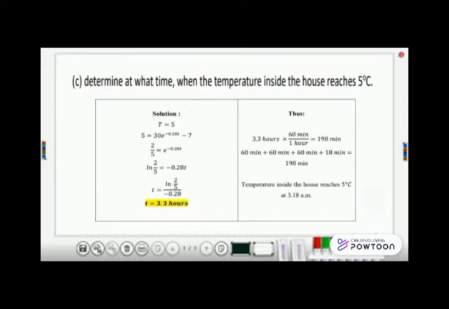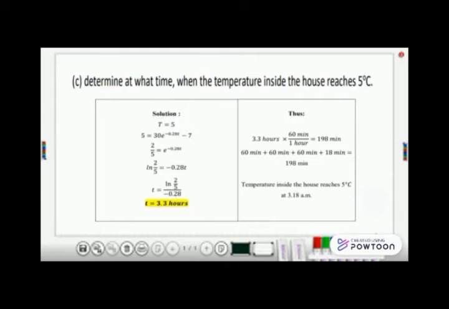Thus, by using our prior knowledge about the hour system, we know that there are 60 minutes in 1 hour. So, we must multiply 3.3 hours by 60 minutes over 1 hour so that we gain 198 minutes. And then, we just need to divide it using our knowledge about the hour system. Here we got 3 times 60 minutes, which means 3 hours, and then we have 80 minutes extra here. So, we can conclude that there are 3 hours and 80 minutes.